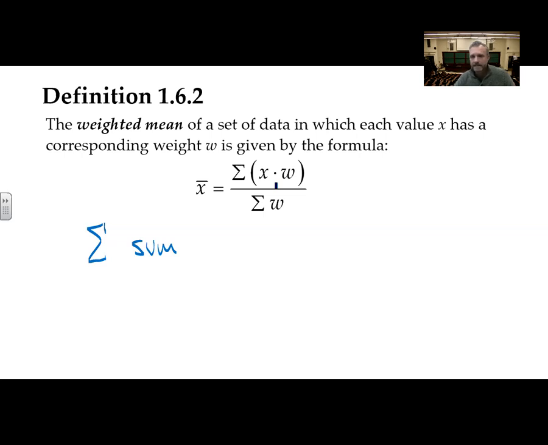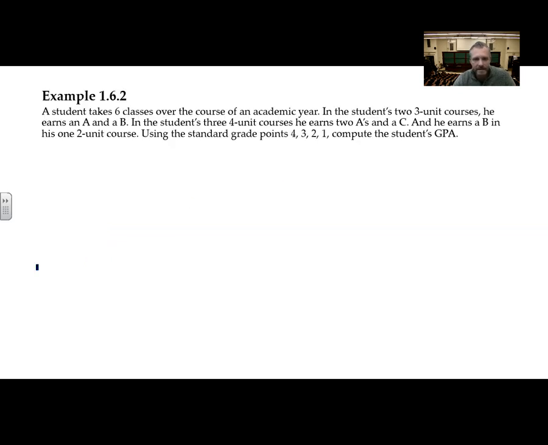So let's see what that looks like in the context of GPA. So you have a student take 6 classes over the course of an academic year. In the student's 2 3-unit courses, he earns an A and a B. In the 3 4-unit courses, 2 A's and a C, and a B in his 1 2-unit course. We're going to use the standard grade points 4 3 2 1 and compute this student's GPA.